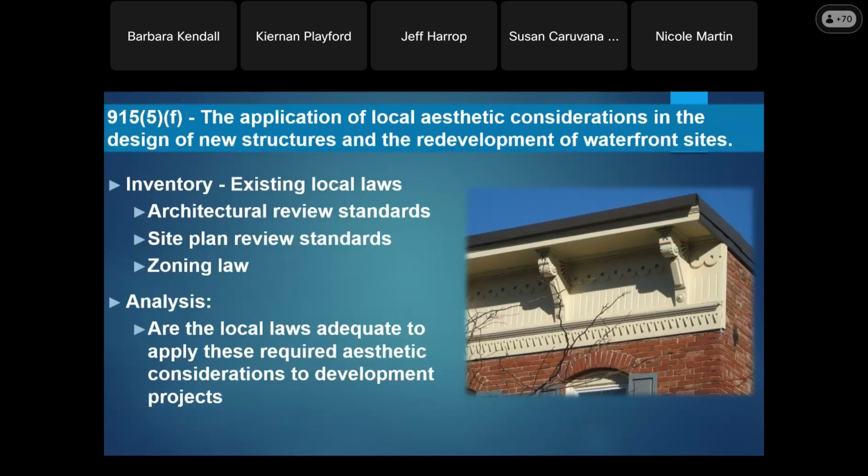The inventory consists of current local laws that address aesthetics, such as architectural review standards, site plan review, and the zoning law. The analysis should discuss whether the local laws on the books are adequate to apply the required aesthetic considerations as stated in 915.5F. The community may need to propose amendments to existing laws to address aesthetics in their local review processes. An example is the development of design standards that align with historic features, including facades of buildings. In Section 5 of the LWRP, the community will discuss existing local laws and laws necessary to implement the LWRP in more depth.